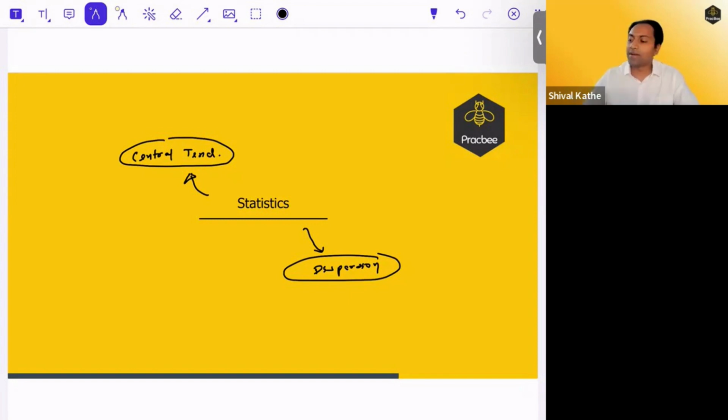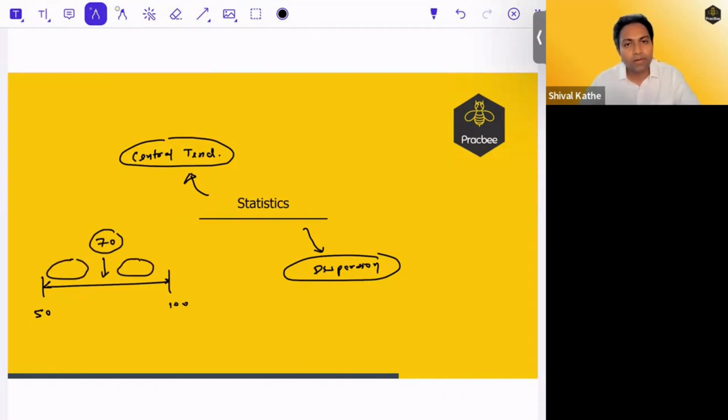Whenever we study data, it will be dispersed around certain values. For example, if I say that students in a class scored marks that were lying between 50 to 100, and somehow I found the central tendency to be around 70, there were students on the left side of 70 also, and students on the right side of 70 also. So though it is a central tendency, it has a lot of issues, and there is a lot of data that is dispersed.